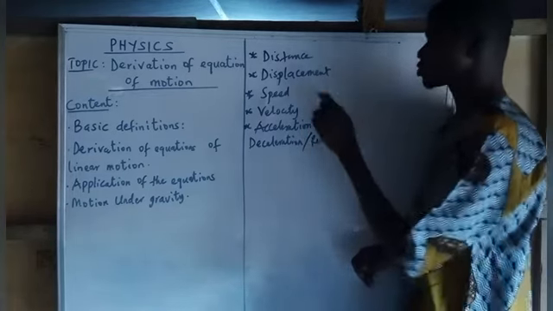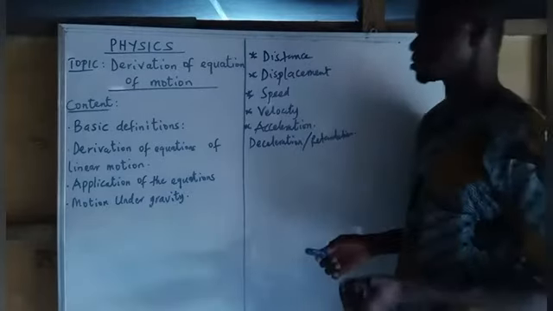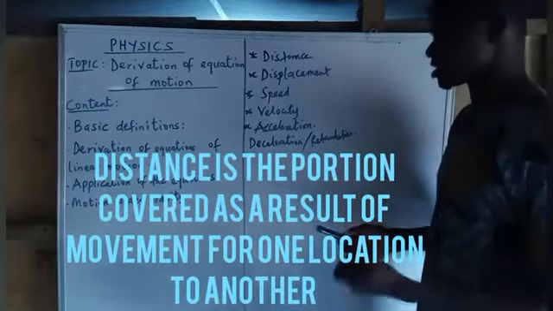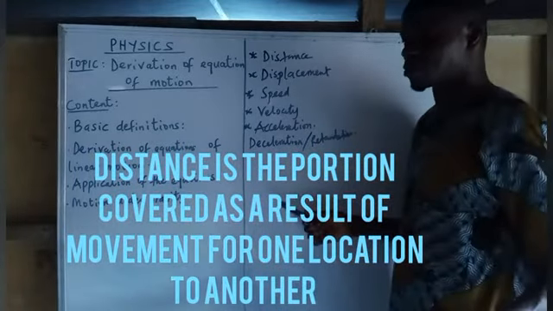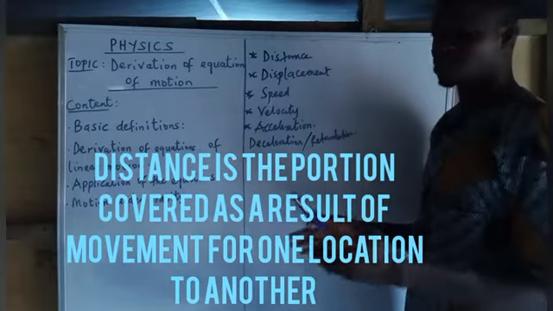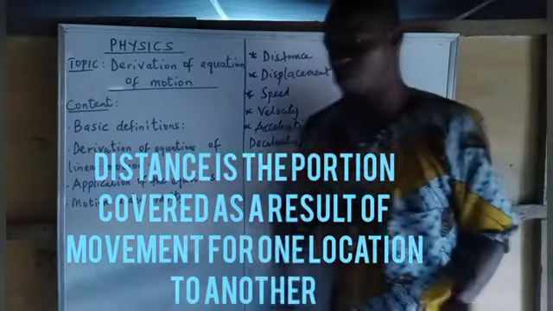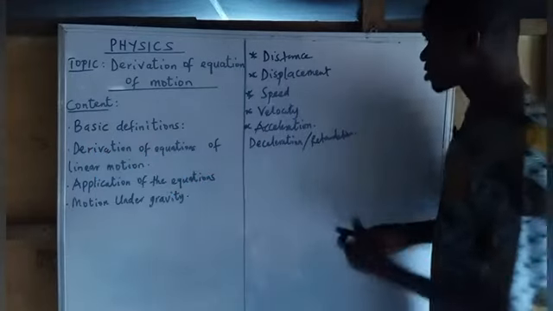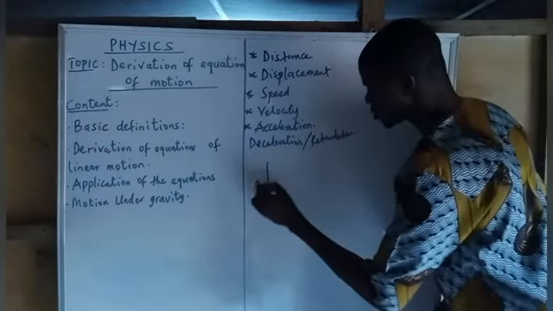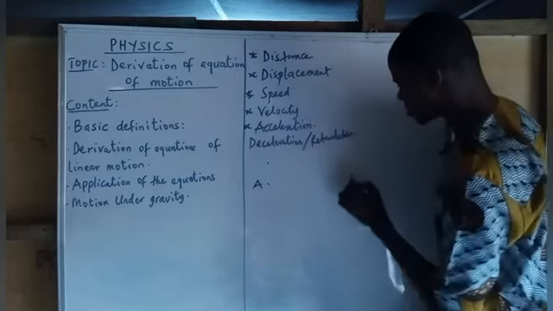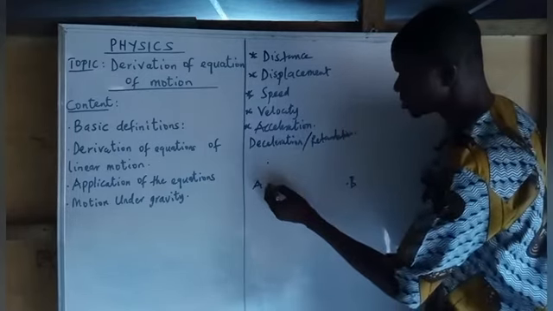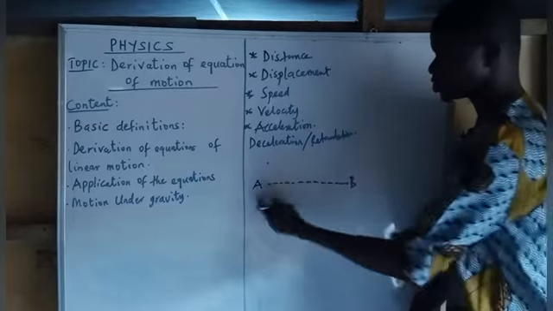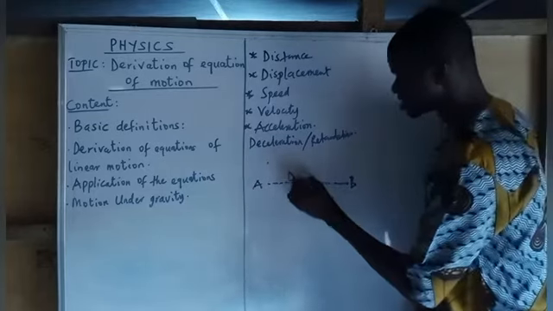So starting with the first one, distance. What is distance? Distance simply means the portion covered as a result of movement from one position or location to another location. For example, if you have two bodies, point A and point B, then the space between these two bodies is referred to as distance.